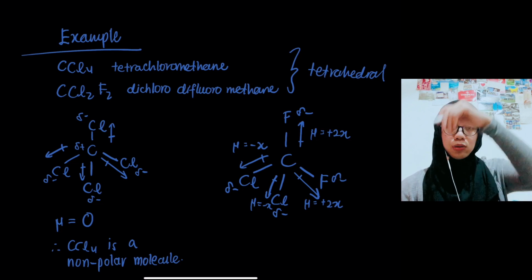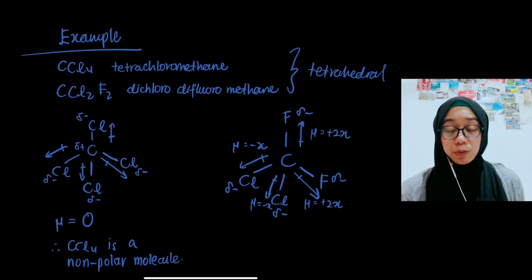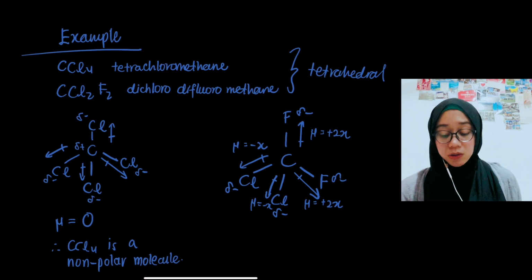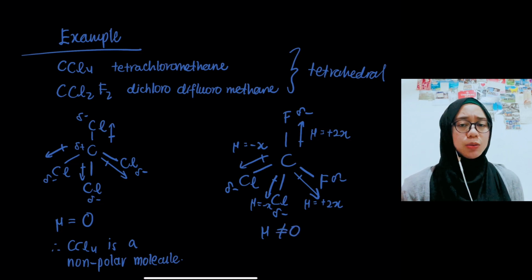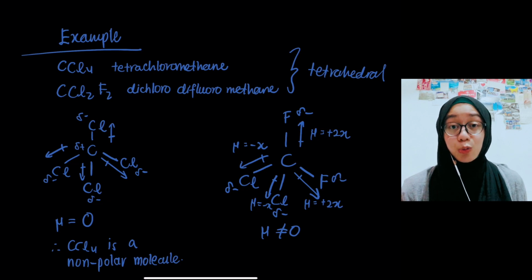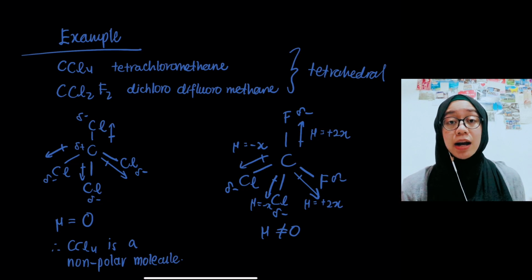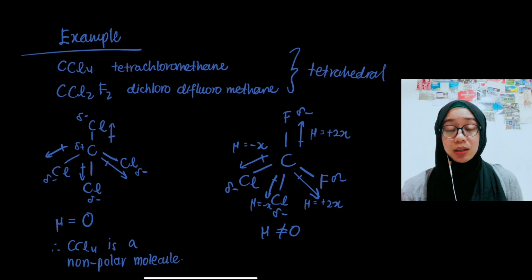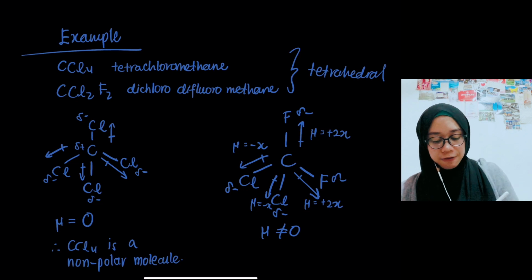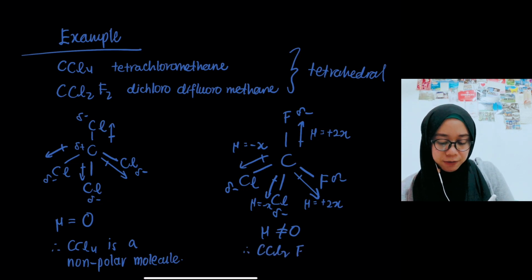So bila kamu total up kan all the dipole moments, which is jadi the resultant dipole moment kan, so adakah the dipole moment can cancel off one another? So bila kamu total up kan, kamu tahu yang dia tak akan dapat 0. Okay, it does not equals to 0, because nanti kalau kamu kira ni sebenarnya kamu akan dapat positive 2x kan, tapi kita just anggap ada value dekat situ, ada magnitude dekat situ, it is not equals to 0. So that's why the resultant dipole moment does not equals to 0, because the dipole moment cannot cancel off one another. Therefore CCl2F2 is a polar molecule.